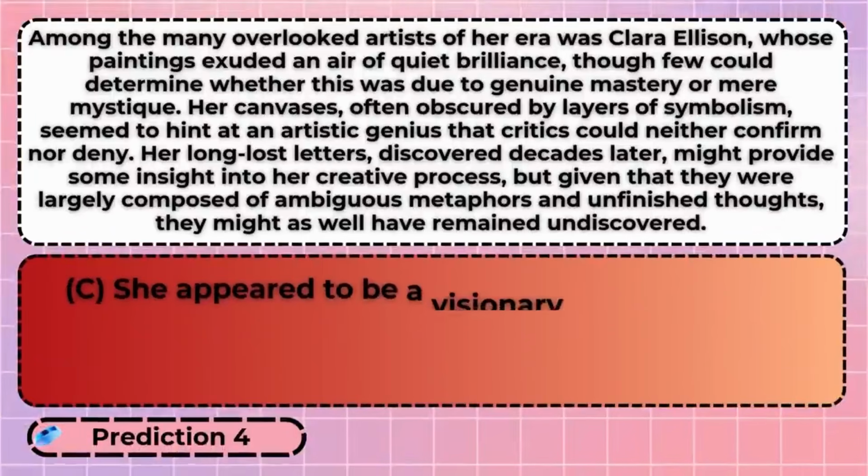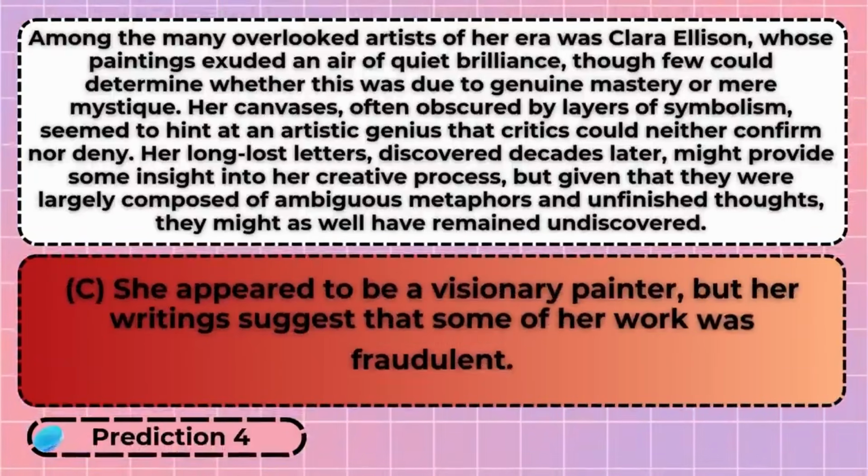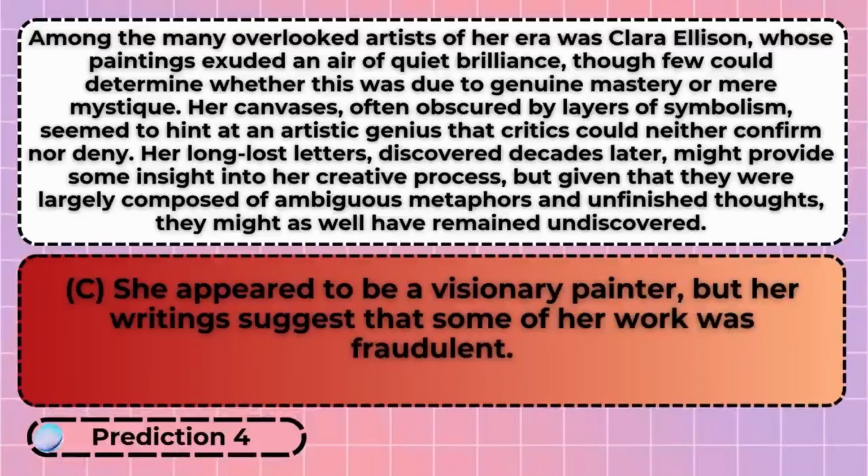Choice C: she appeared to be a visionary painter, but her writing suggested some of her work was fraudulent. Fraudulent? It's a super strong word. Did the passage ever say her work was fake? Nope, it just says the meaning was unclear, not that she was lying. And it's a very strong word and there is no proof in the passage.